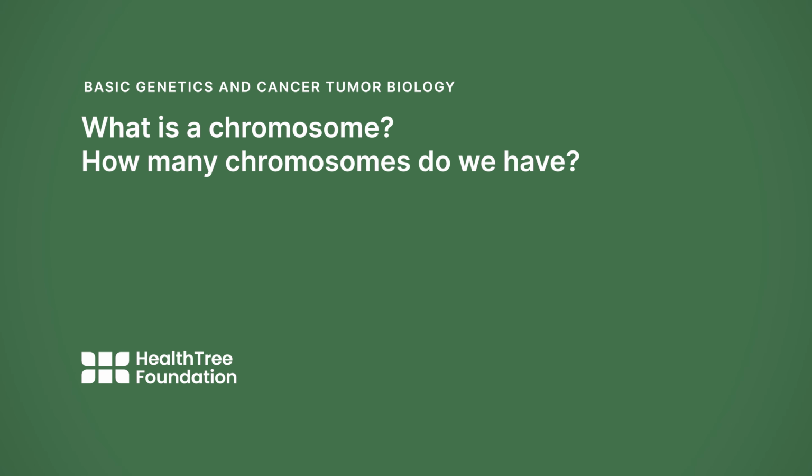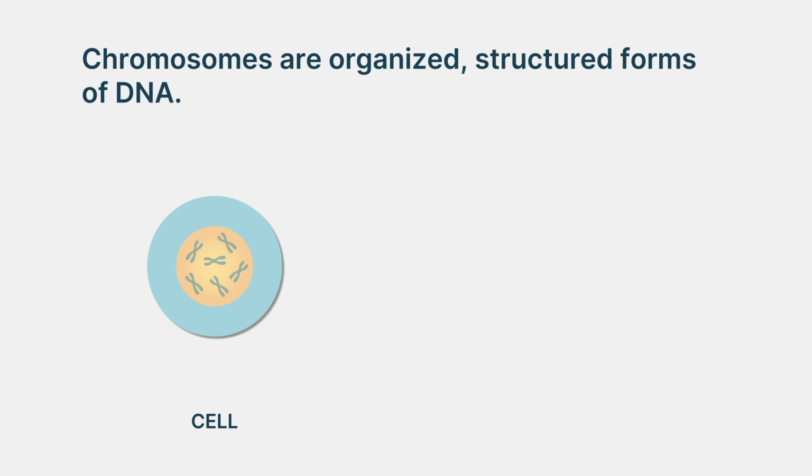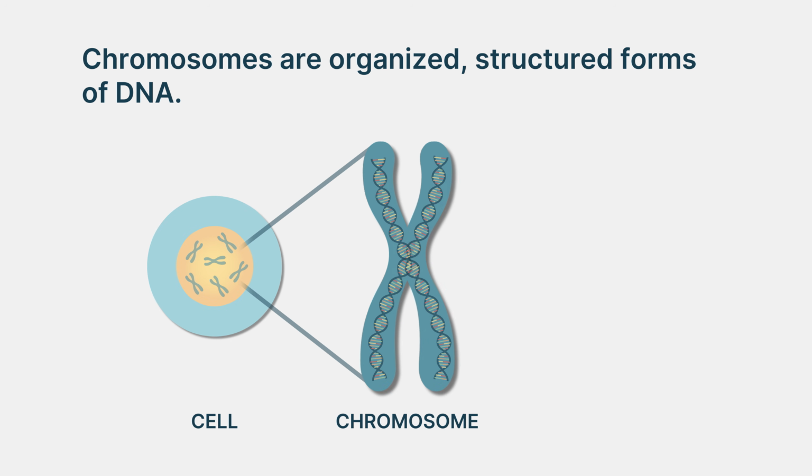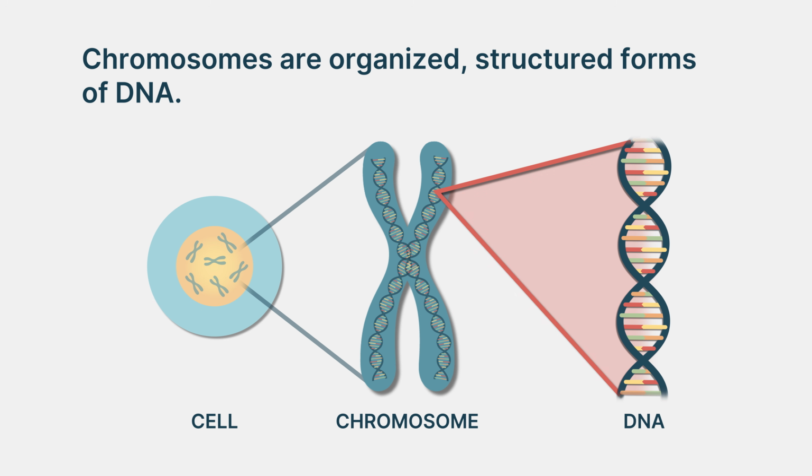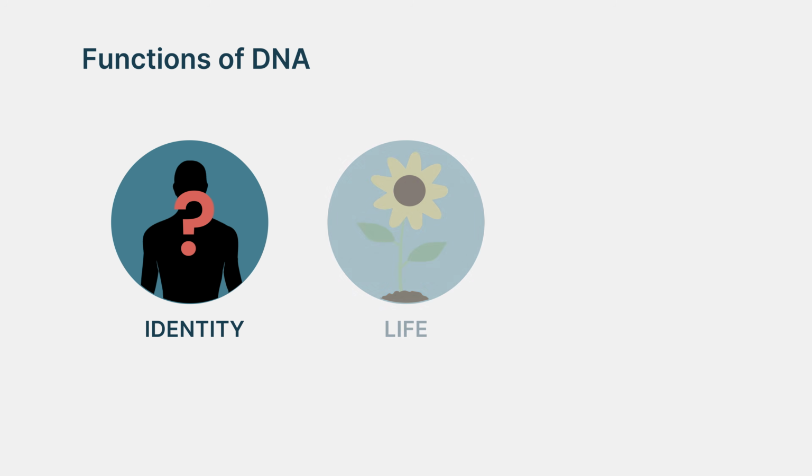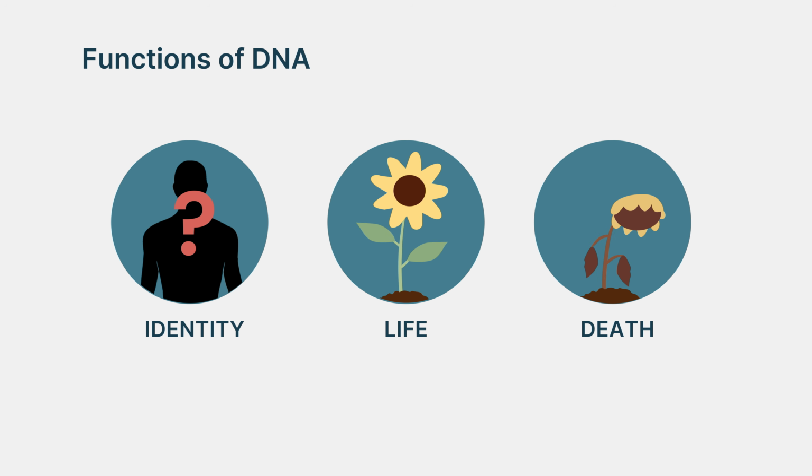What is a chromosome? How many chromosomes do we have? A chromosome is the unit of organization of your DNA. We have 23 pairs of chromosomes. So you know that the DNA is essentially the central command in the cell. So all major decisions about identity, about life and death are encoded in the DNA of a cell.